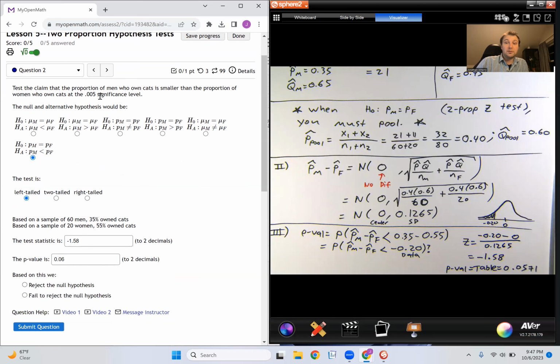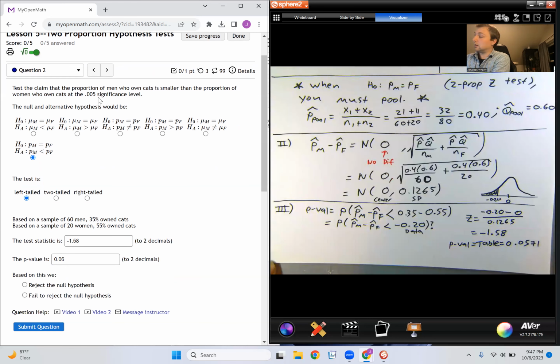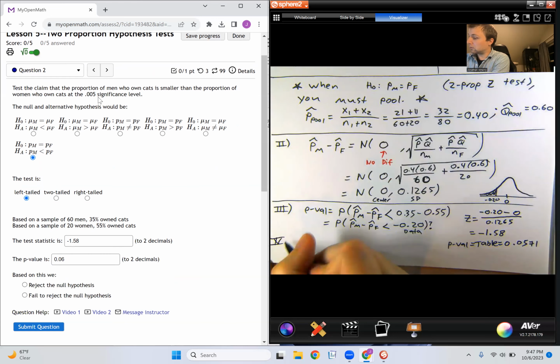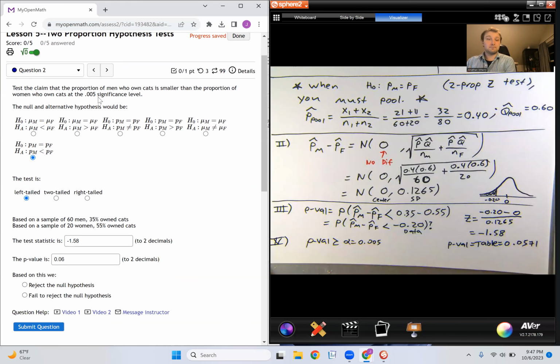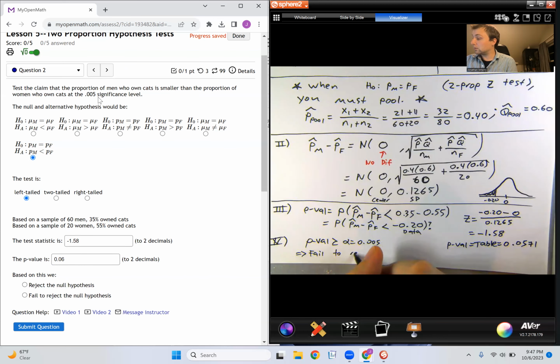Compared to 0.005 here, my p-value is bigger than 0.005. And if your p-value is bigger, this means you will fail to reject the null hypothesis. If you fail to reject the null hypothesis, this means you do not have evidence that the success rate for male is statistically lower than the success rate for female.